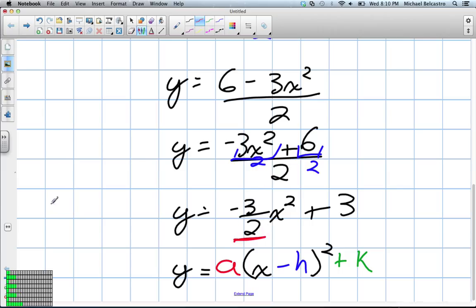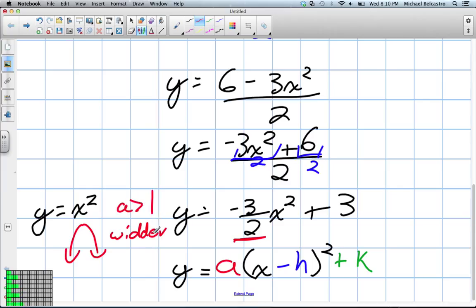So this parabola is actually going to be wider than a normal one. A normal parabola is written as y equals x squared. Okay? Because this is a negative 3 over 2, first of all, the parabola is going to go downwards instead of upwards because it's negative. And it's also going to be wider because A is greater than 1. Okay, so it's going to be wider.